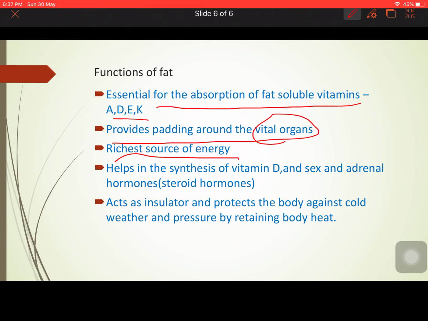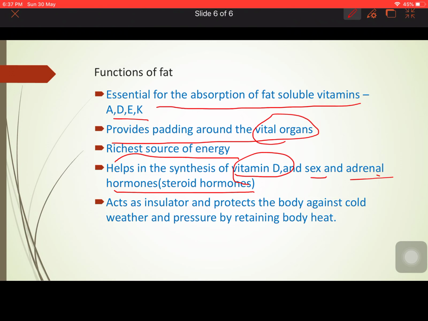Fat helps in the synthesis of vitamin D, and of the sex and adrenal hormones, called the steroid hormones. I have already taught you that lesson. Go through it. There is a video I have taught on the endocrine system and hormones for 10th standard. If you want, you can refer to that, where I have already taught about the hormones, steroid hormones, adrenal hormones and all. Refer to that if you are not getting it. Fats help in the synthesis of adrenal hormones, vitamin D, as well as the sex hormones.